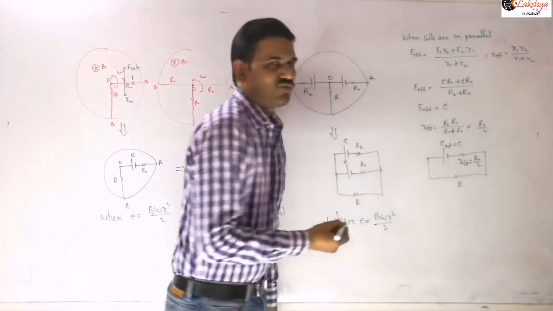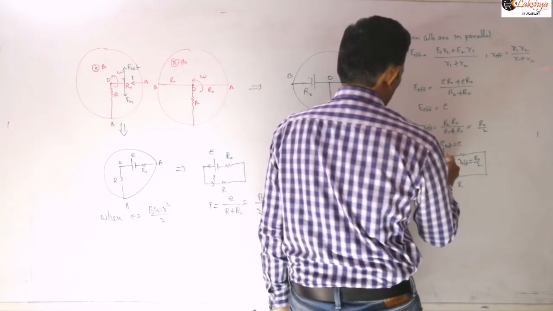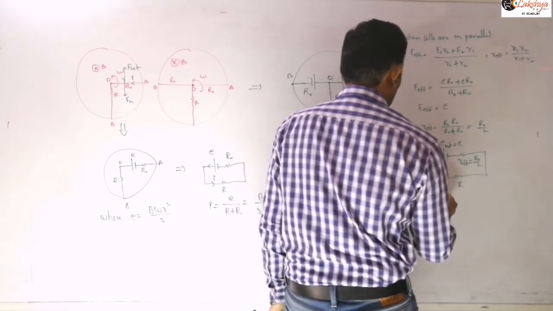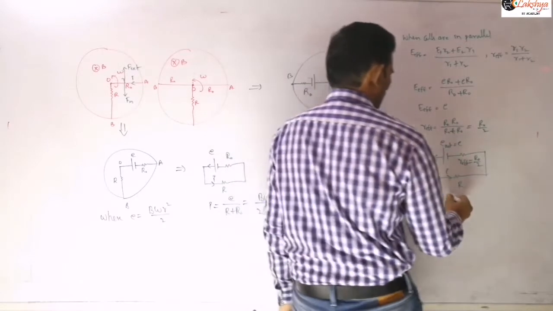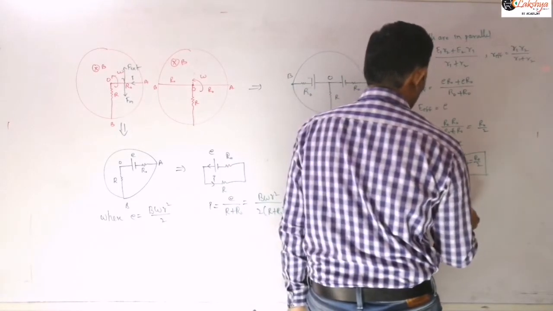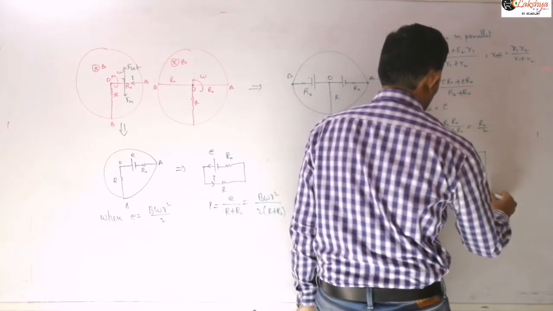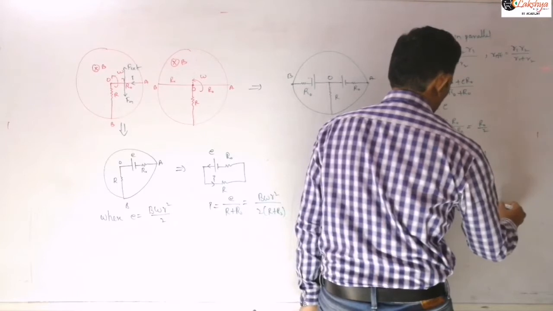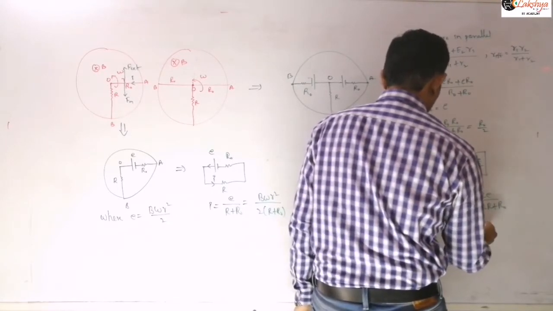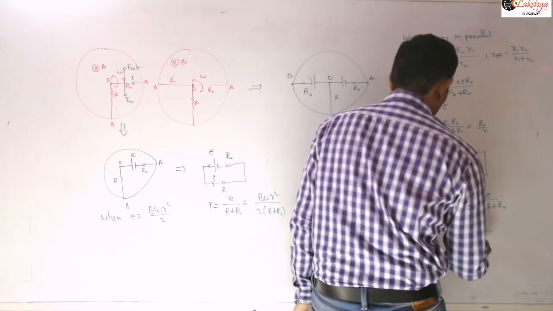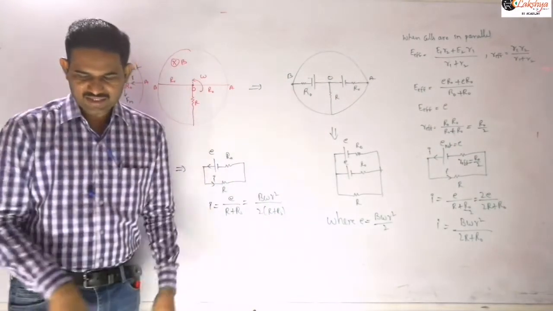So in that we need to find the effective current, the net current passing through that cell. If they ask the current passing through this resistance R, then that current is E by (R plus R naught by 2). So it is 2E by (2R plus R naught). So 2E is nothing but B omega R square, so the current is B omega R square by (2R plus R naught). So that is our current passing through that resistance there, right?